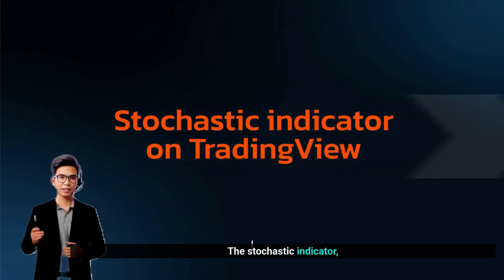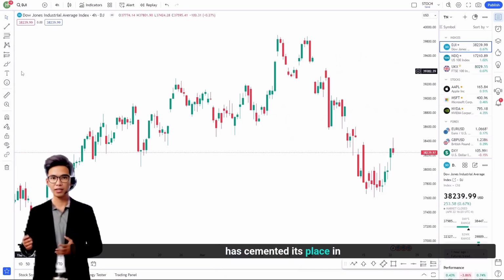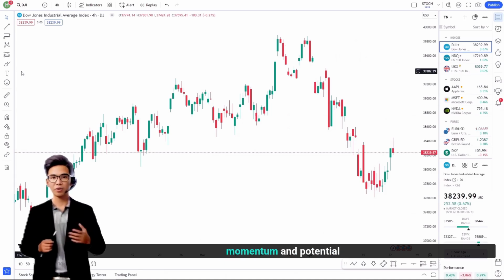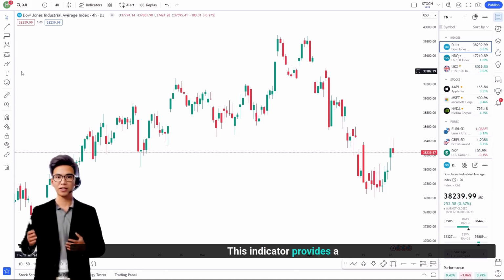The stochastic indicator, a stalwart of technical analysis, has cemented its place in traders' arsenals worldwide, offering insights into market momentum and potential trend reversals. This indicator provides a comprehensive approach to analyzing price movements.